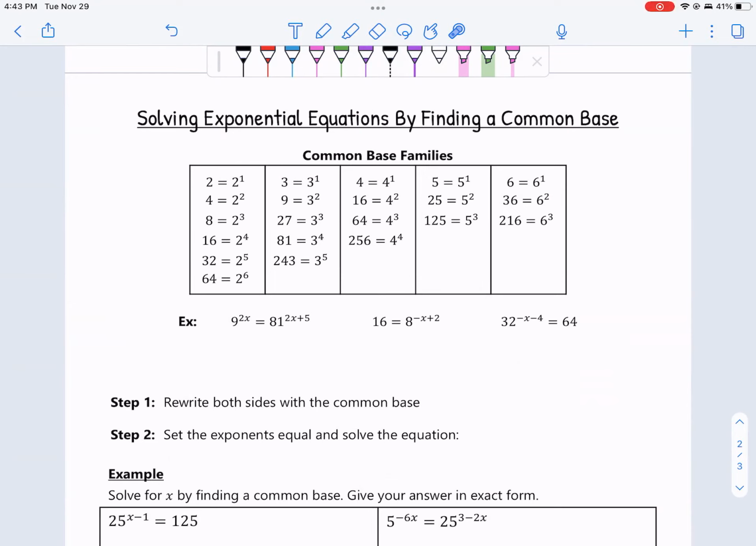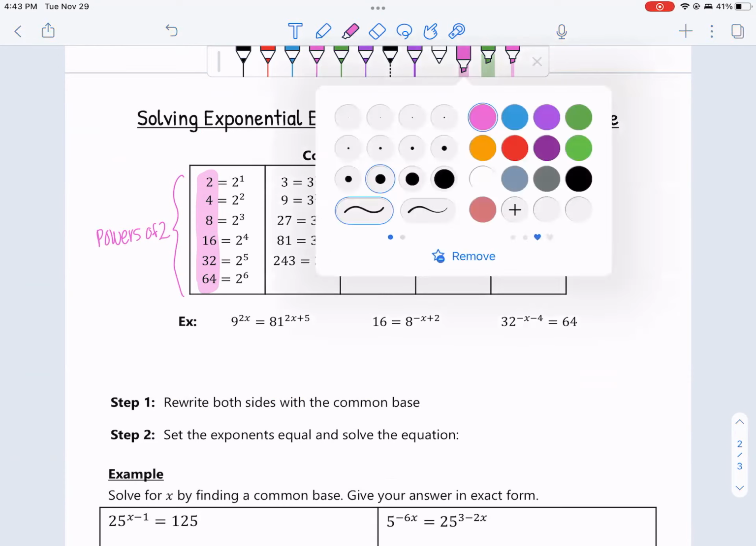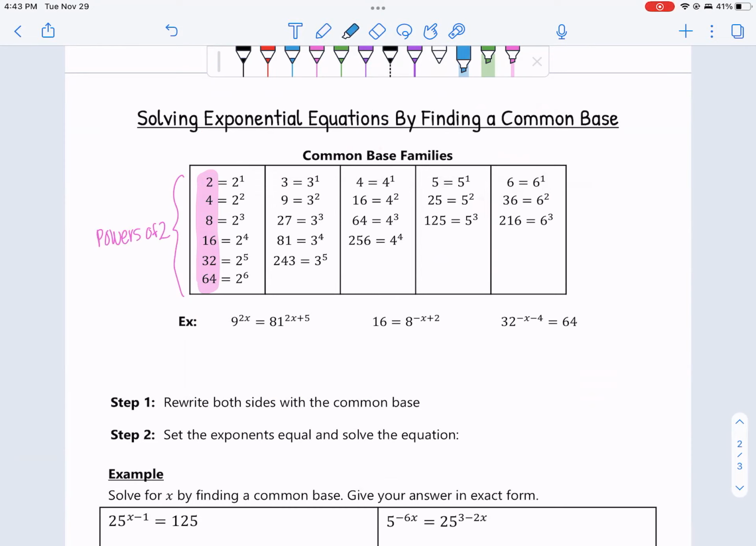Some numbers share a common base. So for instance, all of these numbers here, 2, 4, 8, 16, 32, 64, these are all powers of 2. The thing that all of these numbers share is that they are powers of 2. They share a common base. 64 shares a common base with 16 because both of them are powers of 2. So also both powers of 4, but regardless, they have a common base. 16 and 64 have a common base.